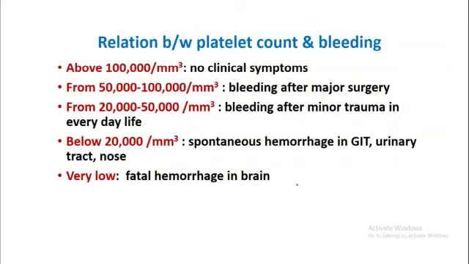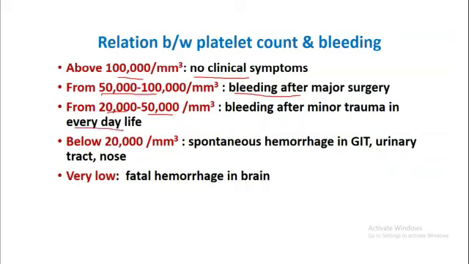Now the relation between platelet count and bleeding. Whenever the platelet count is above 1 lakh per cubic mm, there are no clinical symptoms. Whenever the platelet count is between 50,000 and 1 lakh per cubic mm of blood, bleeding after major surgery is a possibility. Whenever the platelet count is between 20,000 and 50,000 per cubic mm of blood, there will be bleeding after minor trauma in everyday life.